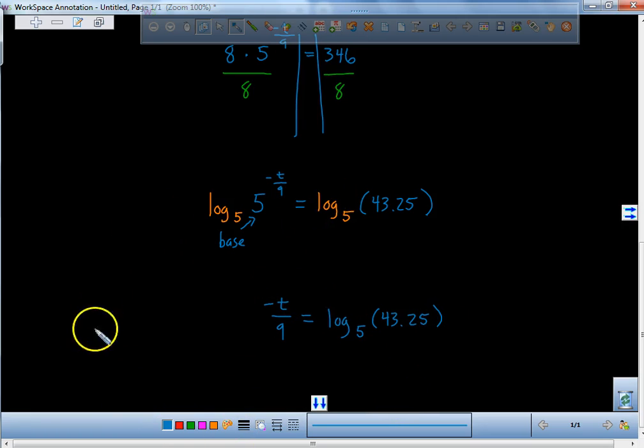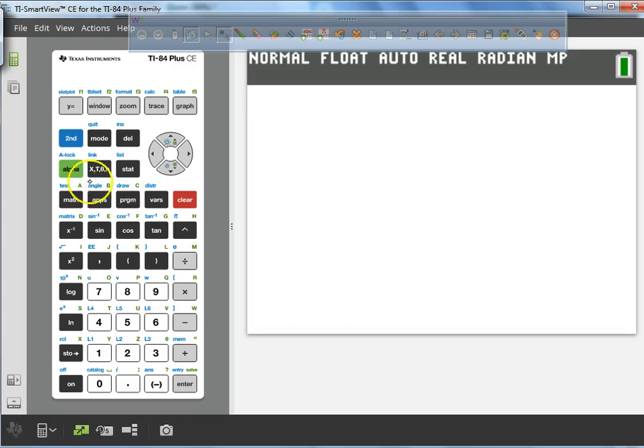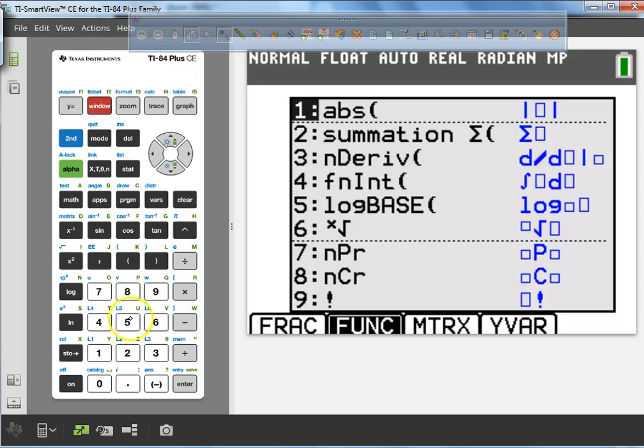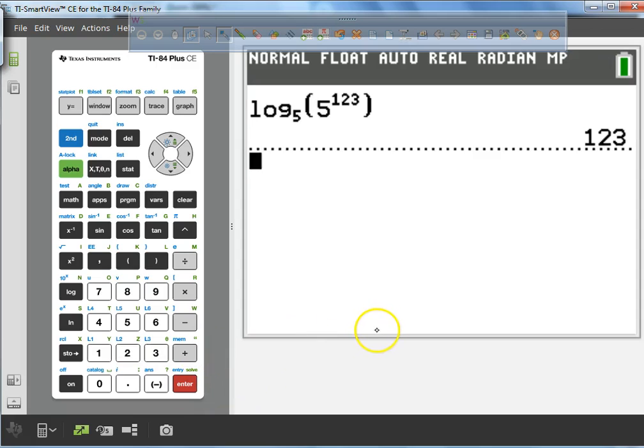So I'm going to pause the video. I've got to get my calculator up real quick. So in the calculator, if you would please, press alpha window, number 5. Alpha window, number 5. Put a 5, and then raise that 5 to the power of 1, 2, 3, and press enter.